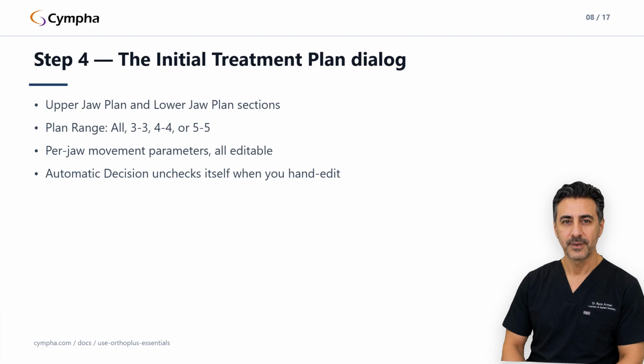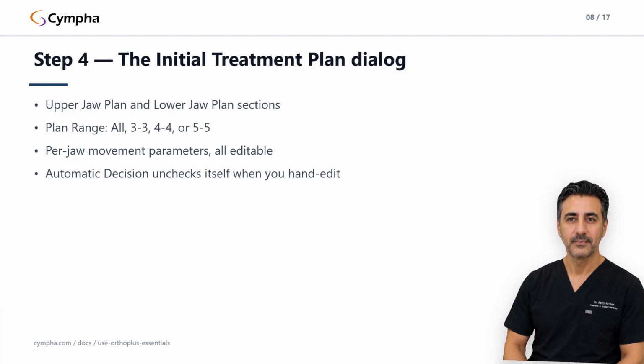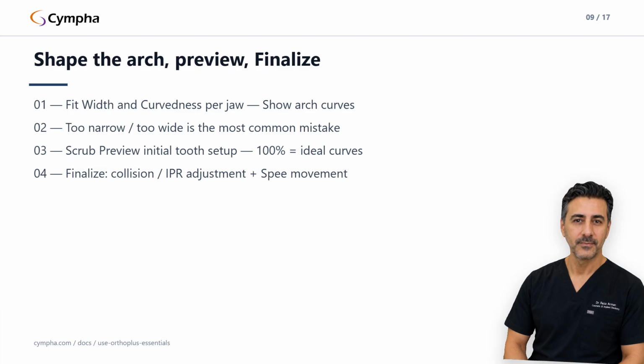And the dialog prints its own caveat. Some parameters, lower jaw extrusions, SPI curve height, are rough estimations, subject to various factors. Treat them as starting points, not promises. Then shape the arch and commit.